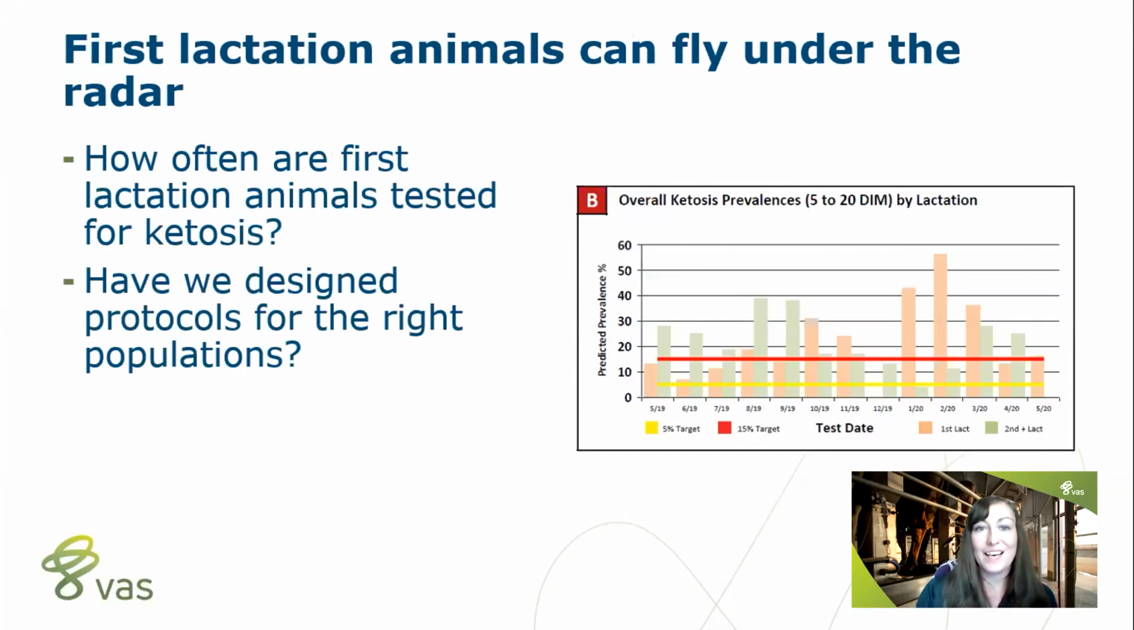My favorite lactation example is this next one here, though, our first lactation animals. We don't typically expect to see ketosis in these animals, so this can really easily fly under the radar. How often are we checking our first lactation animals for ketosis? And have we designed the right protocols for the right populations? This example here shows a farm that is experiencing very high levels of ketosis in their first lactation animals.